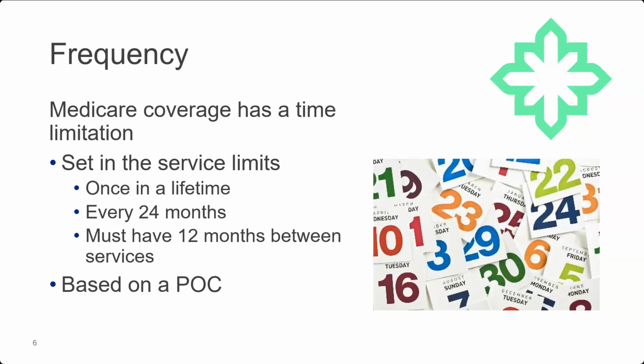On the other hand, frequency says if you have this once in a lifetime benefit, or you can have this every 24 months or every 12 months, that's based on something else. So that's why you do have to give an advanced beneficiary notice of non-coverage, ABN, which means you would appropriately use a certain modifier. We'll talk more about that. So that's what we're talking about when we talk about frequency.